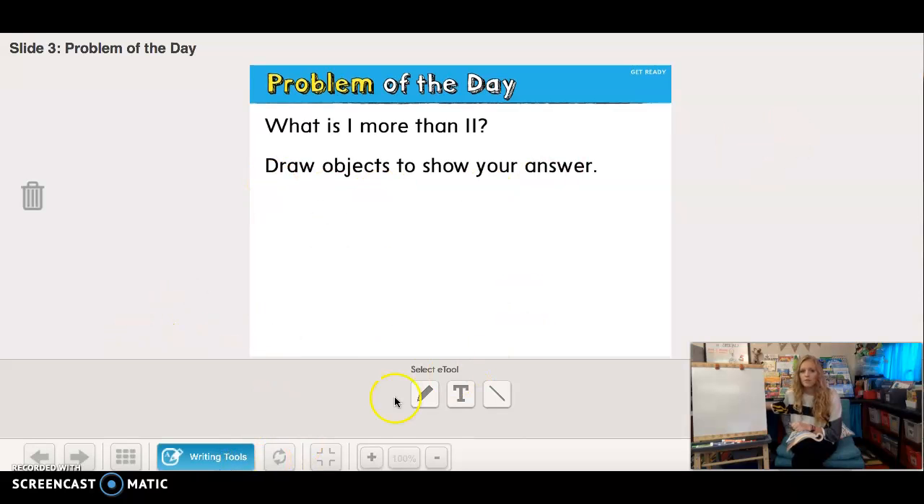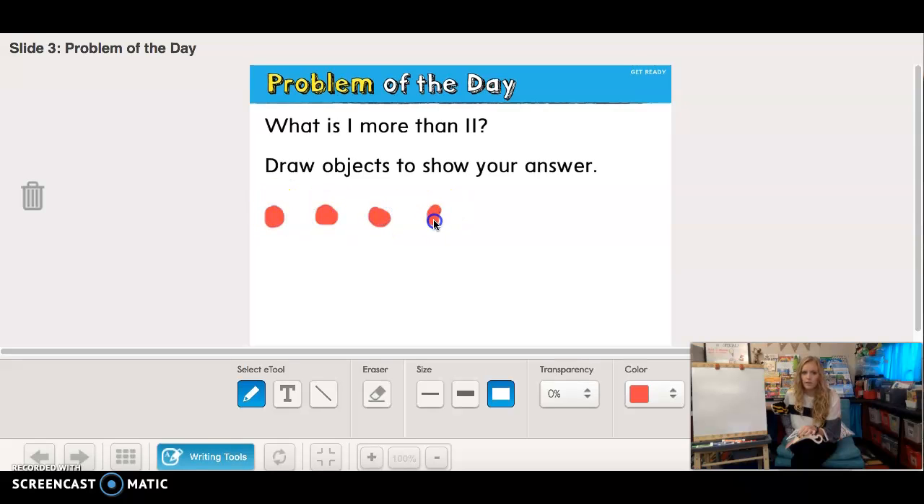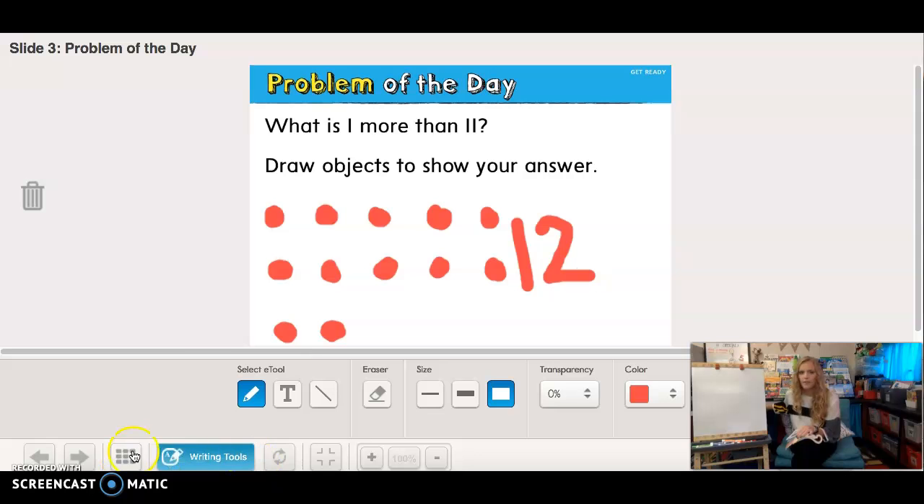So remember, when we're trying to draw one more than something, we want to draw that number first and then put one more object to see what one more is. All right, so let's draw 11 dots. And remember, Miss Goen likes to draw hers like I'm drawing in a 10 frame so that it's easier to count, okay? 1, 2, 3, 4, 5, 6, 7, 8, 9, 10. Here's 11. Now if I add one more than 11 is 12. So 12 is one more than 11.